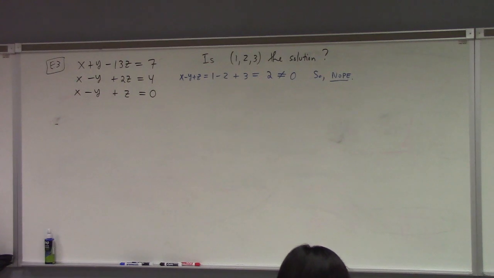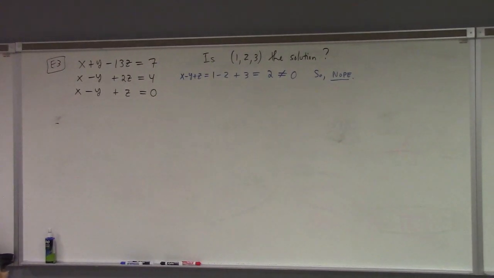Now, if it works for one, you still have to check the next one. And if it works for that one, you still have to check the third one. You have to have all three working for it to be a solution, right? But one not working suffices to kill it. All right? So, we've demonstrated that the solution's not 1, 2, 3. Let's find the solution. How should we do that?